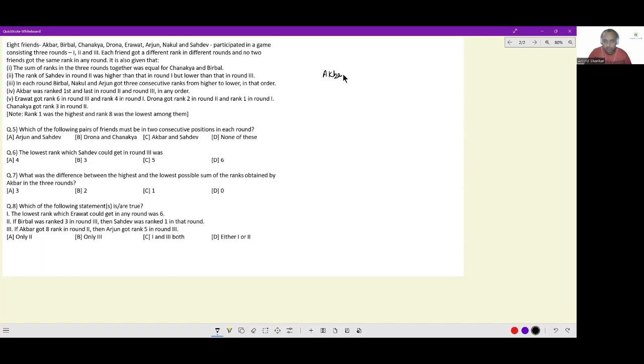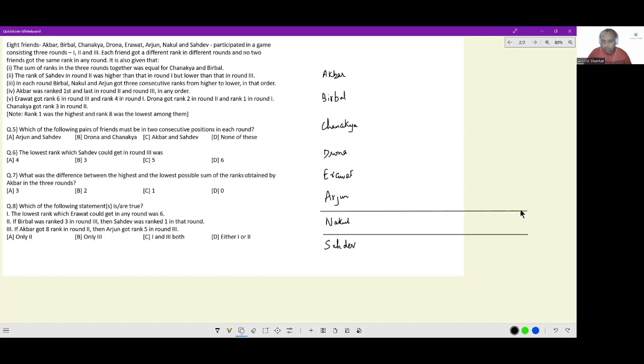Akbar, Birbal, Chanakya, Drona, Irawat, Arjun, Nakul, and Sehdev. So for each of these individuals, we need them in 3 rounds.